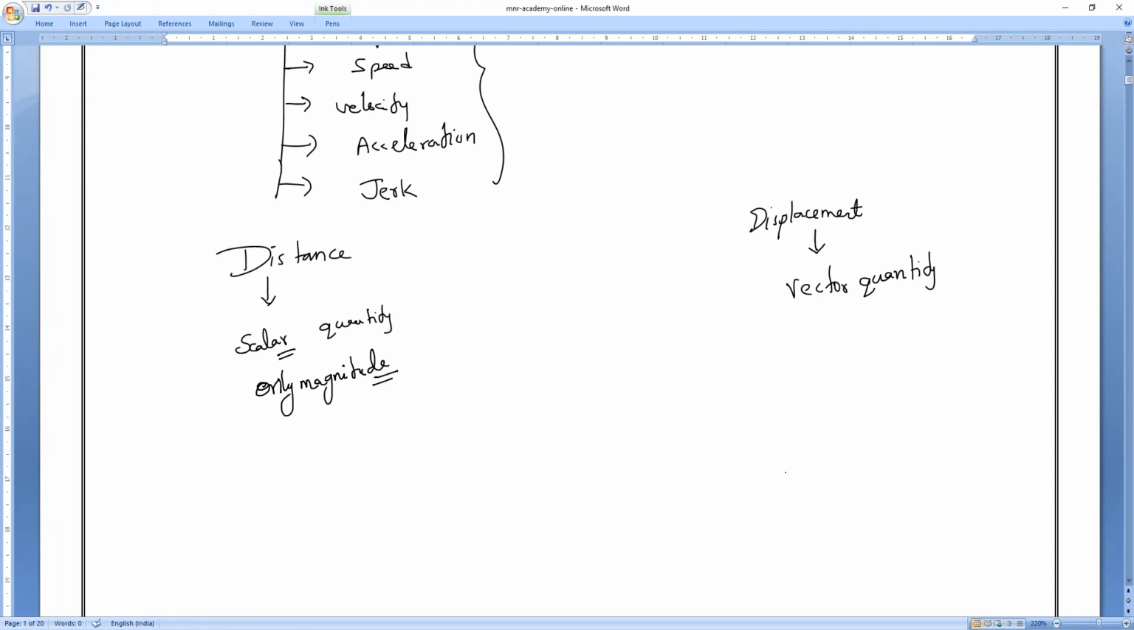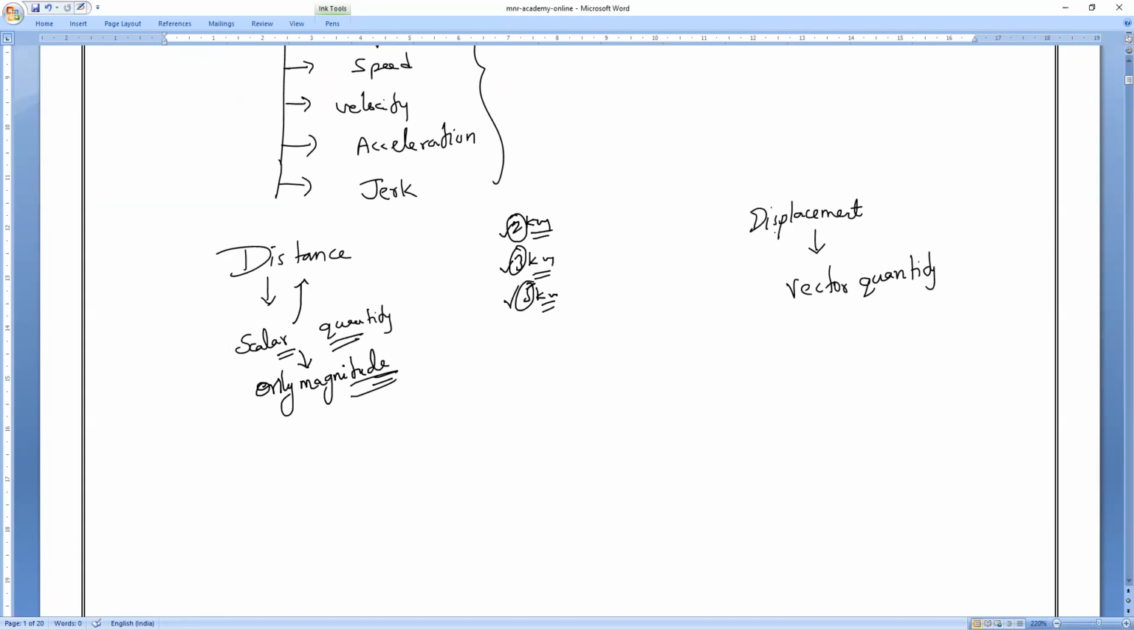So any kind of physical quantity which has only magnitude. Magnitude means, for example, 2 kilometer, 3 kilometer, 5 kilometer. Kilometer is the unit of distance or displacement, doesn't matter, but I'm saying this 2, 3, 5. This number is called magnitude. So if any physical quantity has only magnitude, we call it what? Scalar quantity. So distance is a scalar or vector quantity? Distance is the scalar quantity.